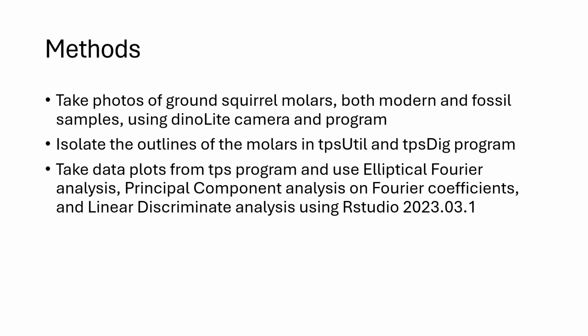So we could eventually go to our next step, which was to take these photos and isolate the outlines of the molars in TPS util and TPS dig. TPS util would basically turn all the photos that we had taken of a certain tooth type into a TPS file, and then we would run that TPS file into TPS dig. And in TPS dig, we would have the ability to specifically outline, creating two landmarks, one on the top and one on the bottom of the molars in a specific formation. And then we would make 64 point outlines around the molar.